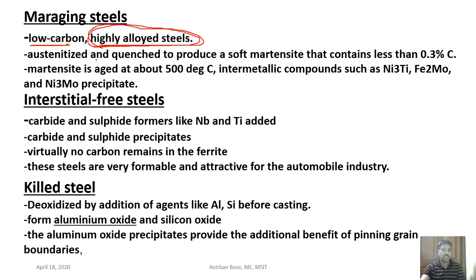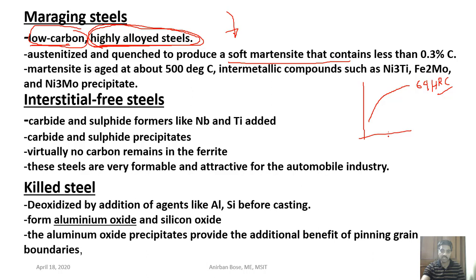Okay, so it is austenitized and quenched to produce soft martensite. Since it is a low carbon steel, even if you quench it, because the carbon percentage is very low, the martensite that will form will be soft. If you remember how the hardness changes with the increase of the carbon percentage, it was like this. Okay, it was about 64 HRC hardness value, 64 in the Rockwell C scale.